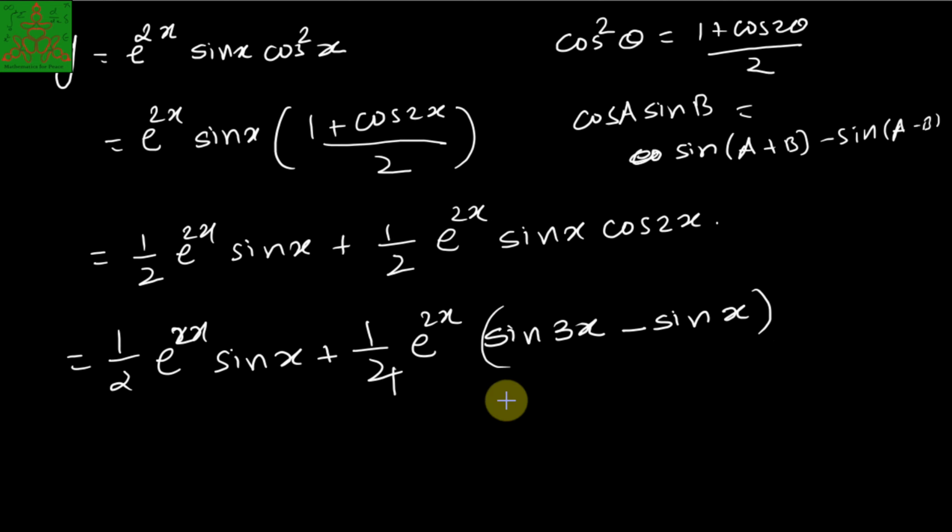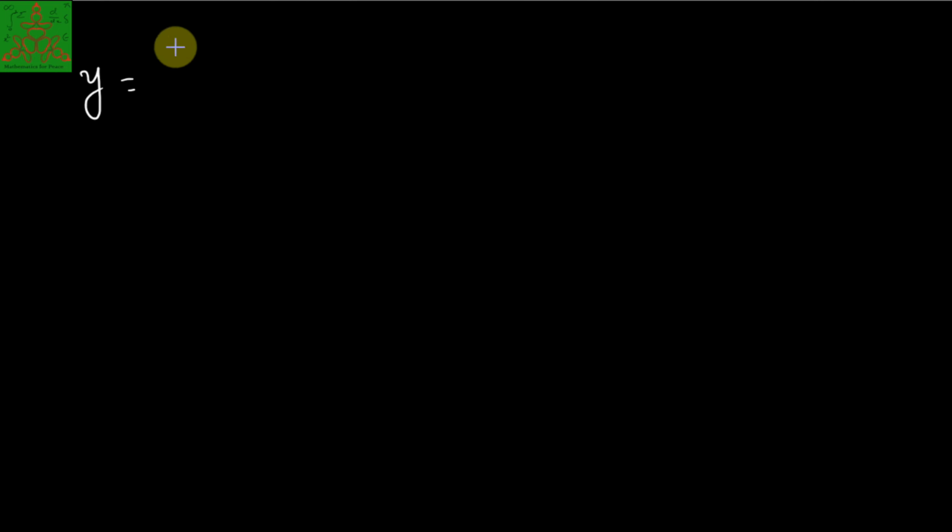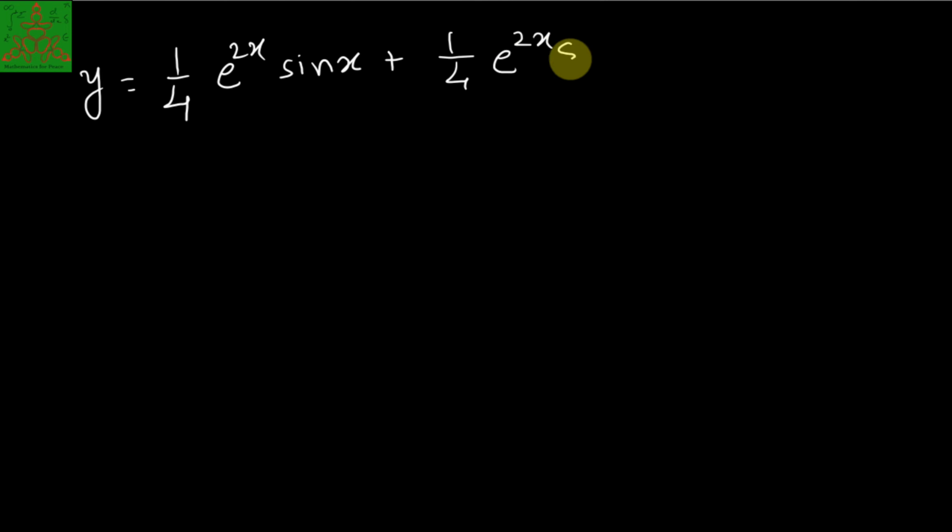So finally it will lead to e power 2x sin x plus 1 by 4 e power 2x into sin 3x minus 1 by 4 e power 2x into sin x. And this 1 by 2 minus 1 by 4 will lead to 1 by 4. So finally what we got, it is y equal to 1 by 4 e power 2x sin x plus 1 by 4 e power 2x sin 3x. You can see that.